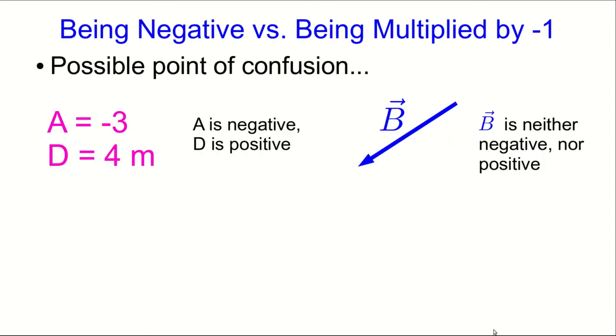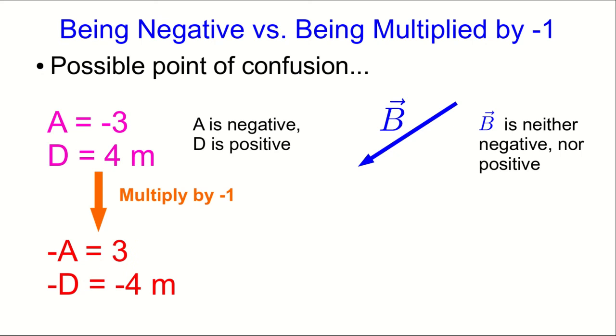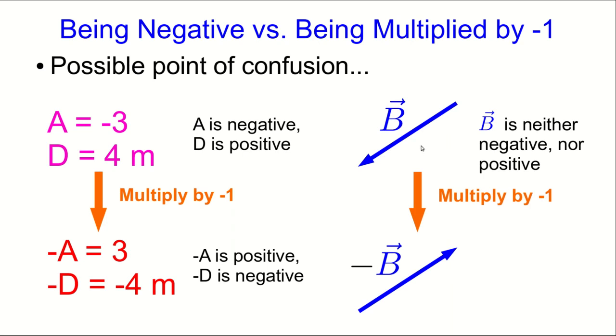You might be confused by the distinction between something being negative versus multiplying something by -1. Let's say a is -3 and d is 4 meters. They're scalars. A is negative, d is positive. If I multiply them both by -1, I have the things that we call negative a and negative d. But negative a is positive, negative d is negative. The negative signs in front of them don't tell us whether a or d are positive or negative. They mean multiplying by -1, and that flipped their sign. But now b is a vector, so it's neither negative nor positive. There's still meaning, as we've seen, to multiplying b by -1 so that we get the quantity negative b, but it's still neither negative nor positive because it's a vector.